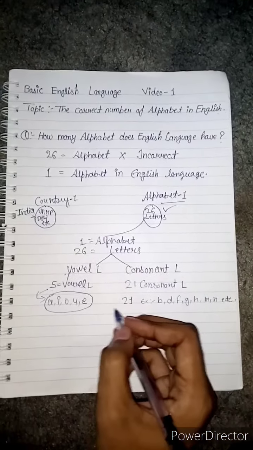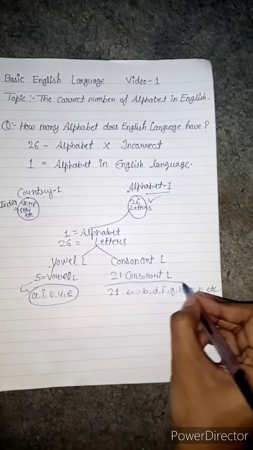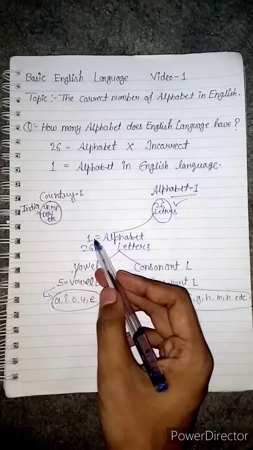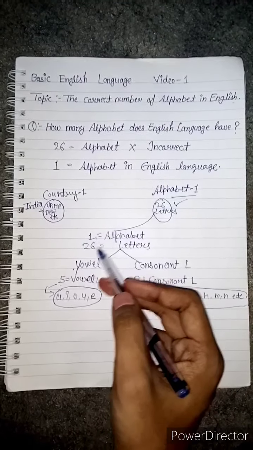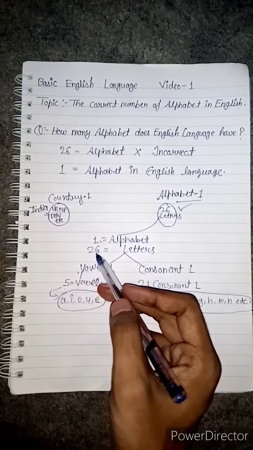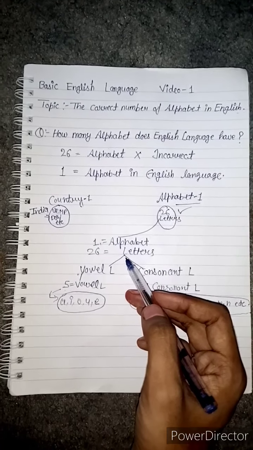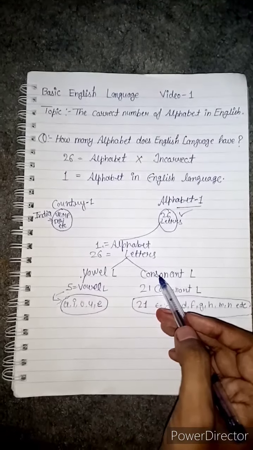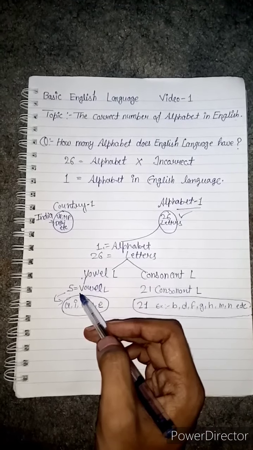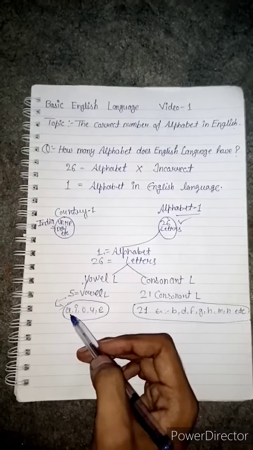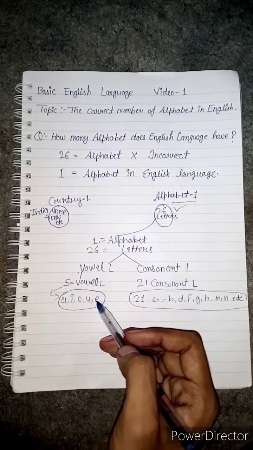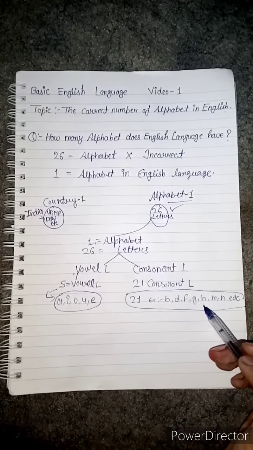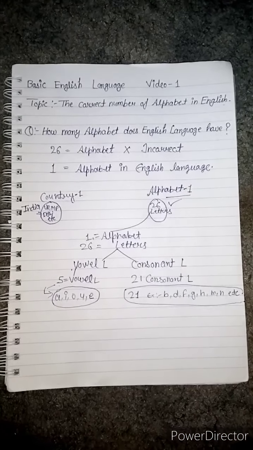So these are consonant letters in English. Let me repeat again. One alphabet in English language, and inside the alphabet we have 26 letters, okay? And 26 letters are divided into two categories: vowel letters and consonant letters. Vowel letters are 5, which are A, I, O, U, E, and consonant letters are 21, for example B, D, F, G, H, M, N, etc.